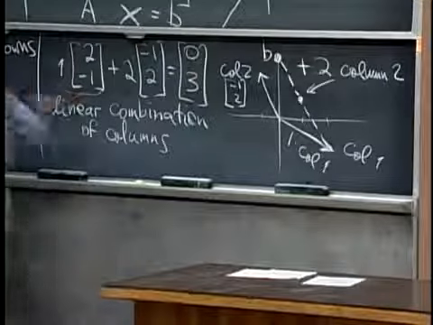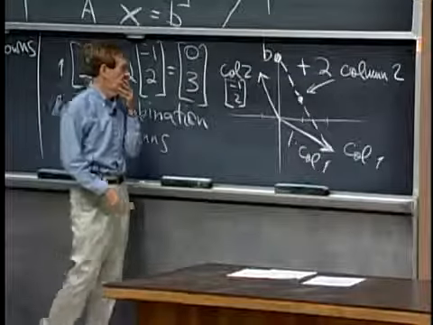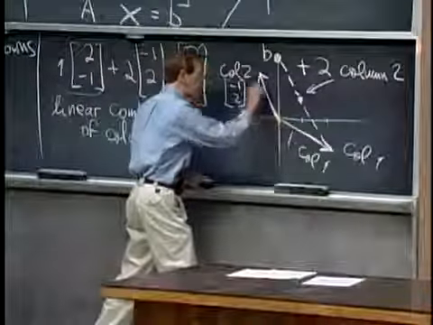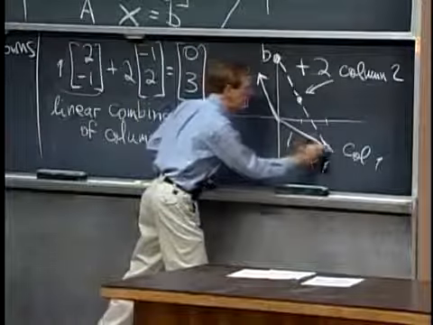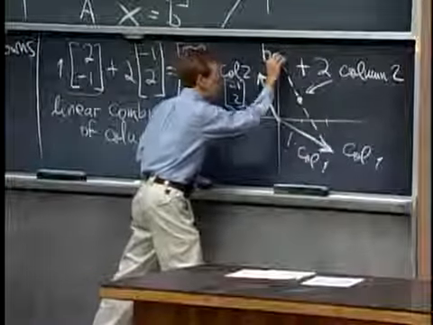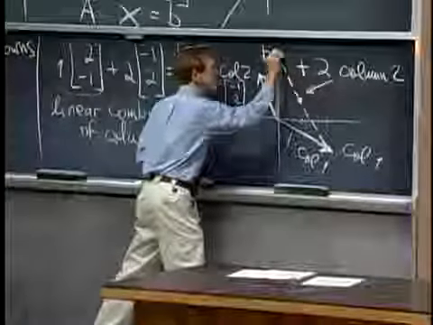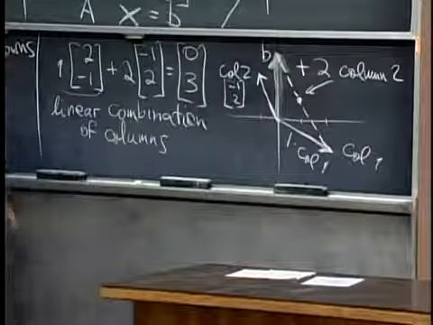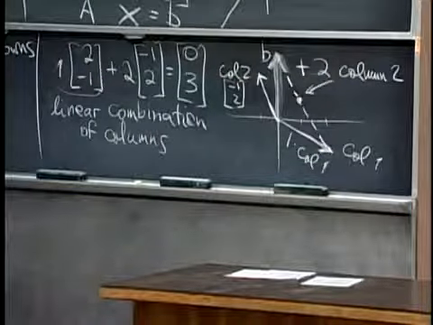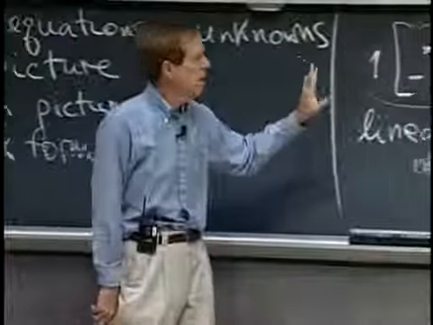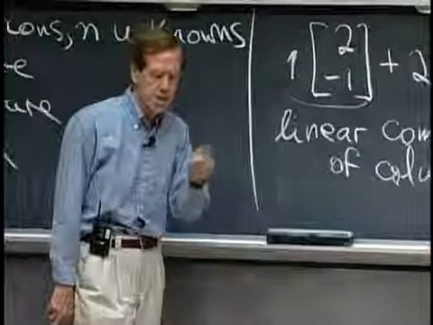But look at this picture. So here's our key picture. I combine this column and this column to get, maybe I better, to get this guy. That was the B. That's the 0, 3. Okay. So that idea of linear combinations is crucial.